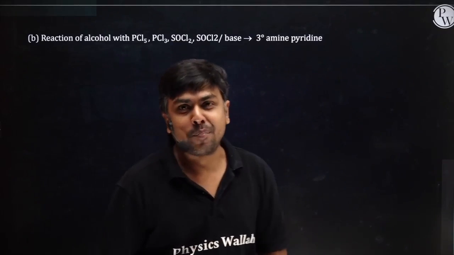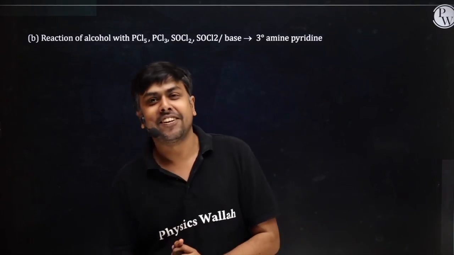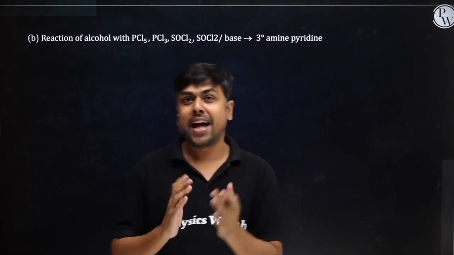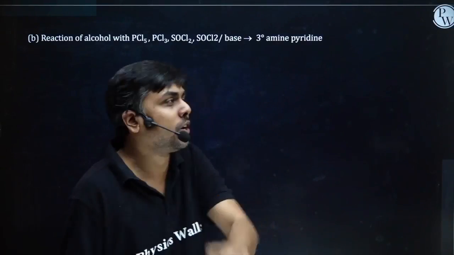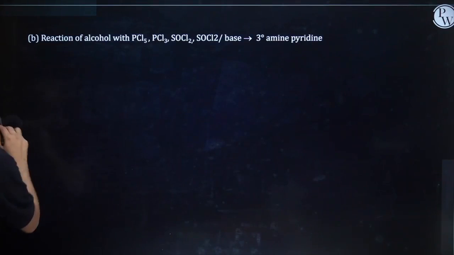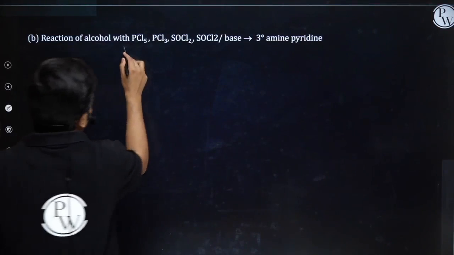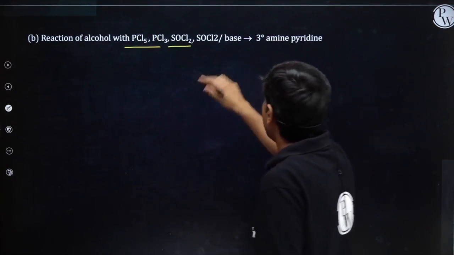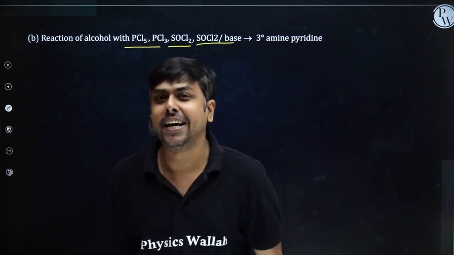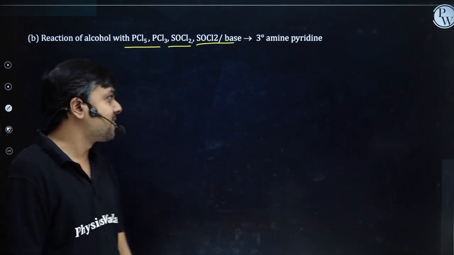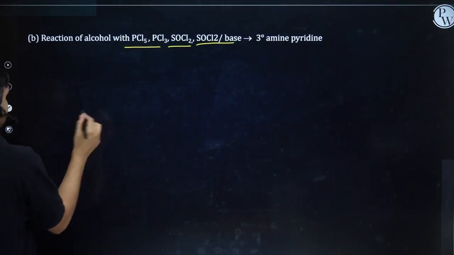There are a few more methods through which we can generate alkyl halides from alcohol. If we treat alcohol with any chlorinating reagent like PCl3, PCl5, SOCl2, or SOCl2 in the presence of the base pyridine, we are going to get alkyl halide. Let's discuss each of these reactions one by one.